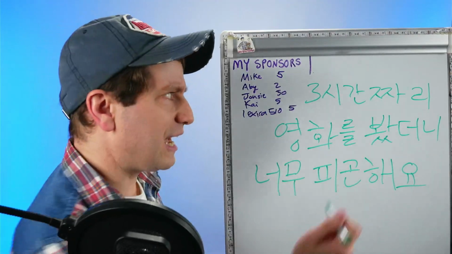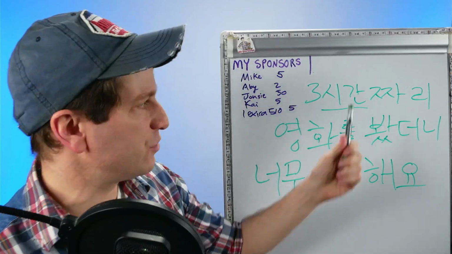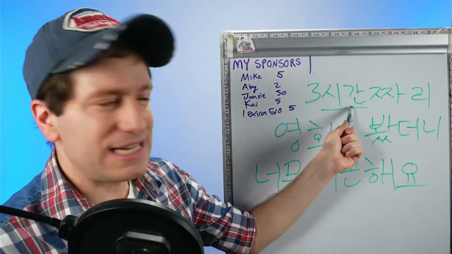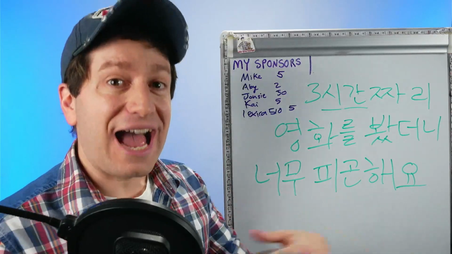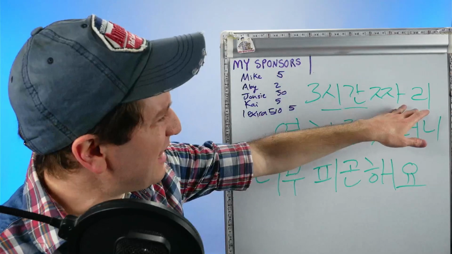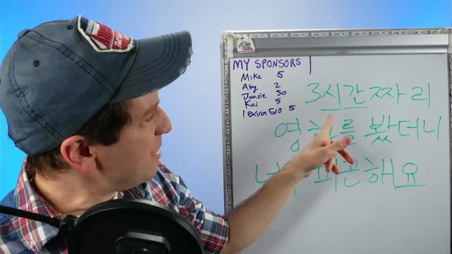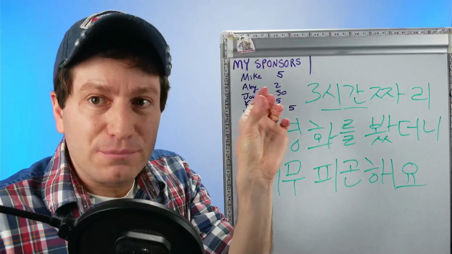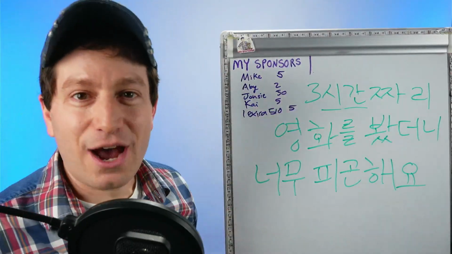3시간짜리. Now, 시간 means time, but when you're using 시간 as a counter, so when you're using a number before it, 시간 means hours. So 3시간 is 3 hours. Something that is worth 3 hours? Something that is the amount of 3 hours? Maybe. Something that is 3 hours as a number of whatever comes after it. So 3시간 is 3 hours.